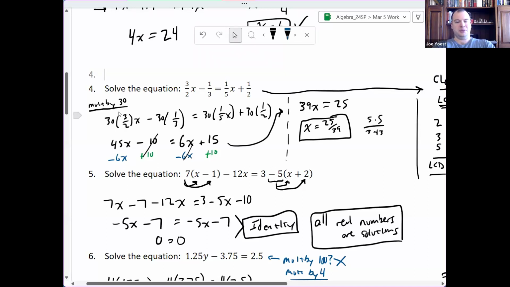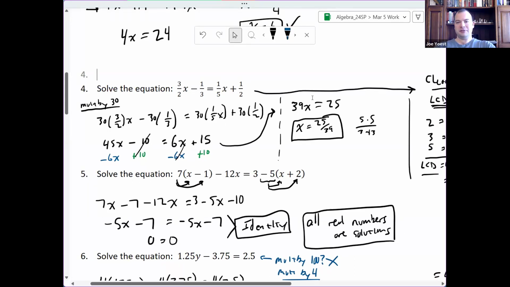We carefully go through and simplify all of our coefficients. 30 times 3 halves is 45, and so on. And we end up with 45x minus 10 equals 6x plus 15. That's a much nicer looking equation to solve. So we start by isolating the variable term, subtracting 6x over, adding 10, and that gives us 39x equals 25. And then we isolate the variable dividing by 39. We get x equals 25 divided by 39.